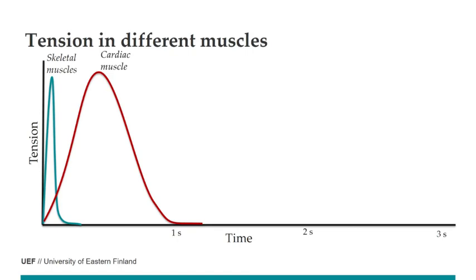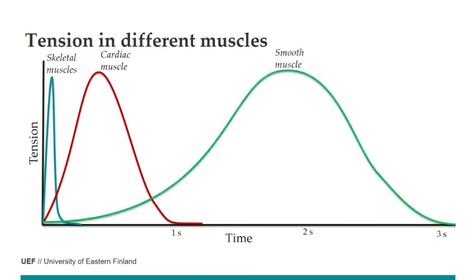But these still are quite fast compared to the smooth muscles, where the contraction happens within 2 seconds or whatever. And we already learned that the whole excitation contraction coupling was completely different in the smooth muscle. So again, what happens in the tetanus in the skeletal muscle, most probably that's not happening in the smooth muscles.